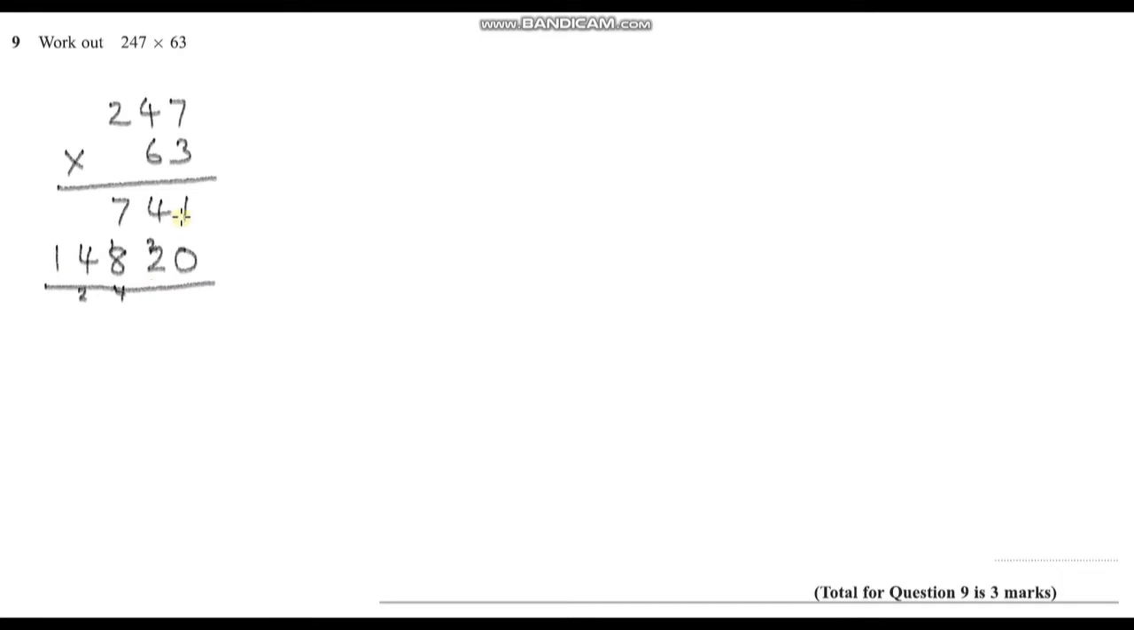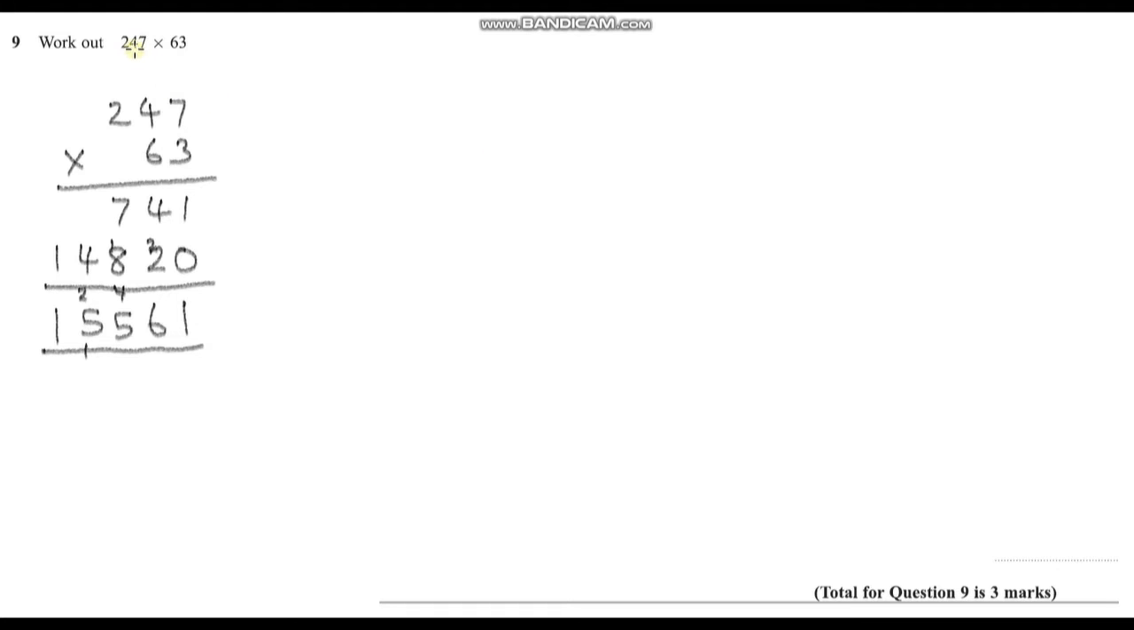And now we just need to sum these two numbers together. So 1 plus 0 is 1. 4 plus 2 is 6. 7 plus 8 is 15. So 5, carry the 1. 4 plus 1 is 5. And then 1 plus 0 is just 1. So our answer is 15,561. Now the other method is the grid method.